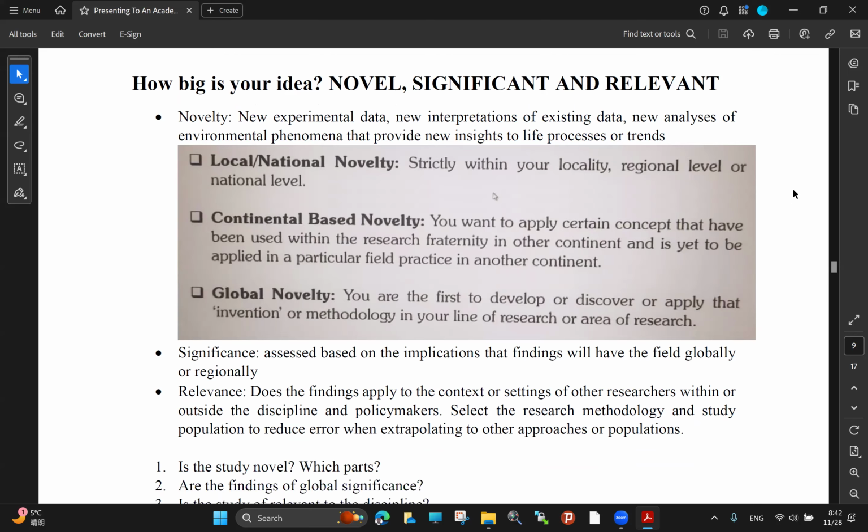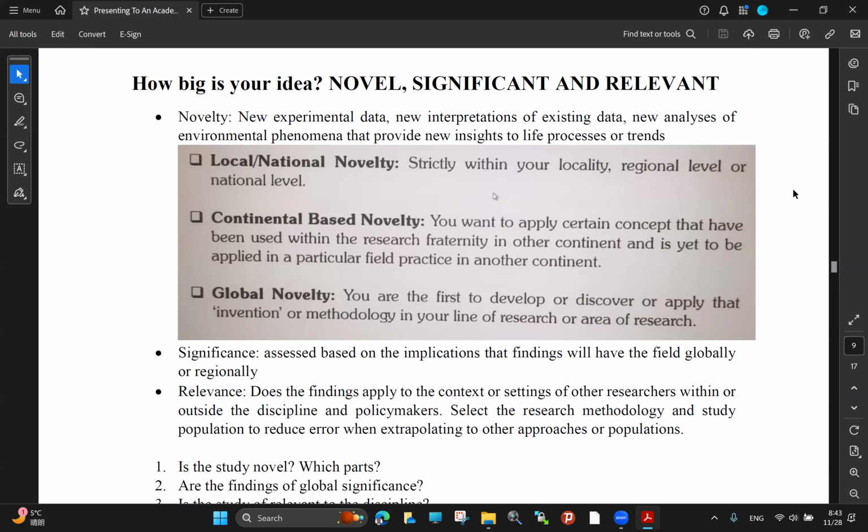Now, significance. Is your idea big because it's significant? Novelty and significance may not be the same, and relevance may not be the same either. You assess based on the implications the findings will have on the field. It's significant because of the effect of the solution or the results on the field, either globally or regionally. And of course, relevant: do the findings apply to a specific context or setting in and out of your discipline?